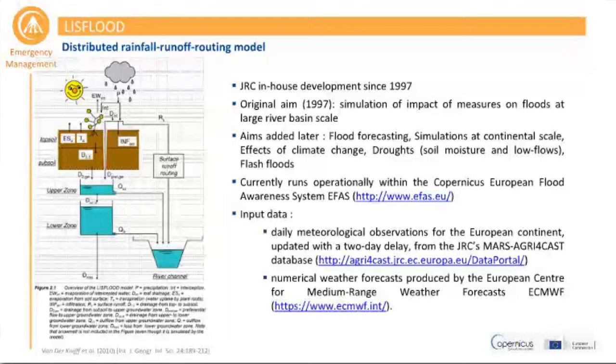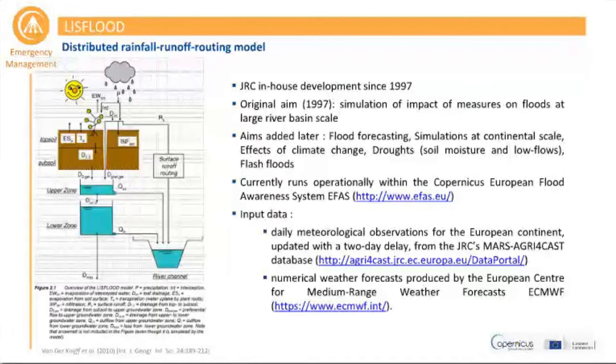Before entering into the details about the EDO soil moisture anomalies and low flow indicator, I think it's important to point out that they are calculated using outputs of the LISFLOOD hydrological model. LISFLOOD is a hydrological rainfall-runoff model which has been developed in-house here at the JRC in order to reproduce the hydrology of large transnational European river catchments, and which currently runs operationally within the Copernicus European Flood Awareness System, known as EFAS.